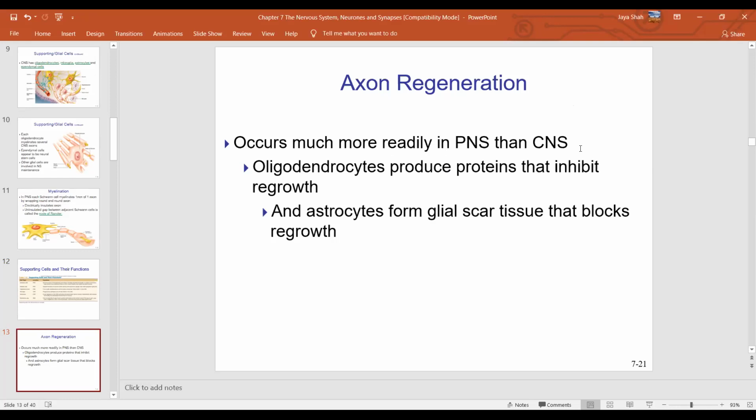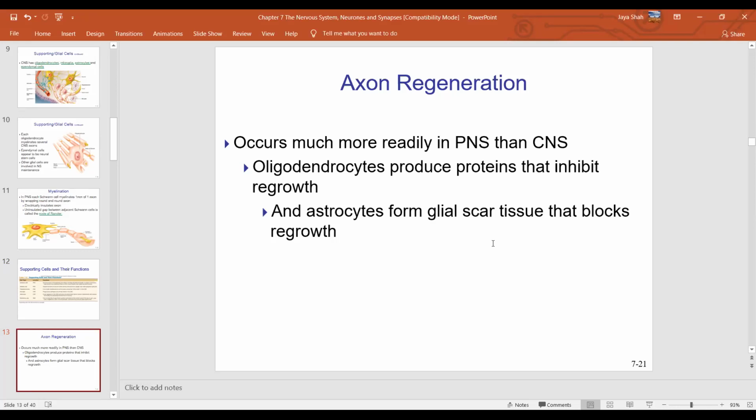the axons because there are supporting cells like oligodendrocytes which produce protein, and that inhibits the regrowth of axon tubes. And astrocytes form glial scar tissue which also blocks regrowth. That's why axon regeneration is only in the peripheral nervous system.